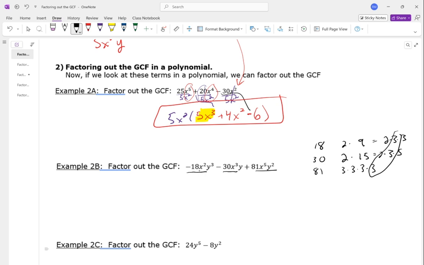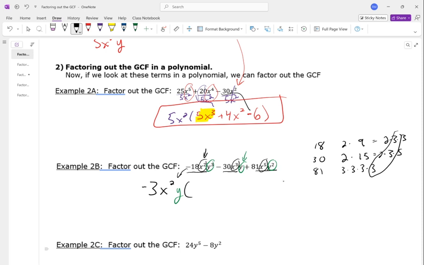I'm going to go ahead and factor out a negative. It's not necessary. Now, I should just be able to look at my x terms and pick the one that has the smallest exponent. Since they all have x's, they all have an x squared in common. Same thing with the y's. I see that I have y to the third, y, and y squared. The lowest one is just that y.